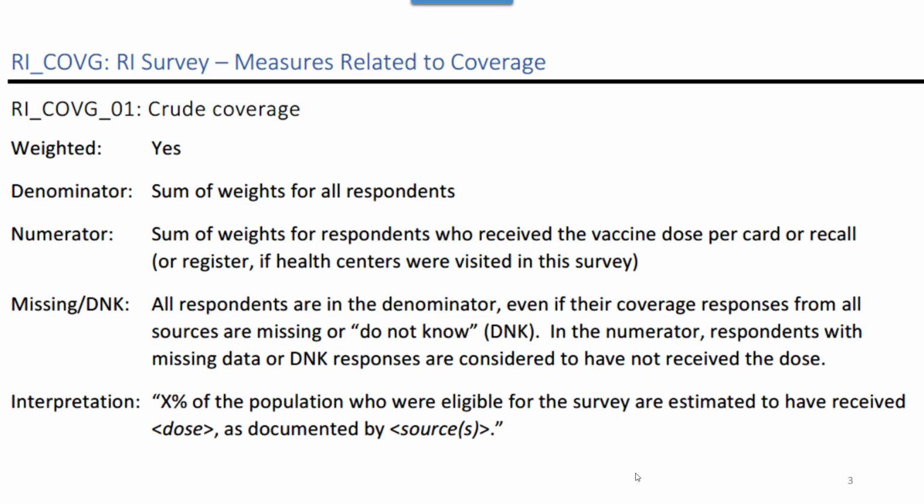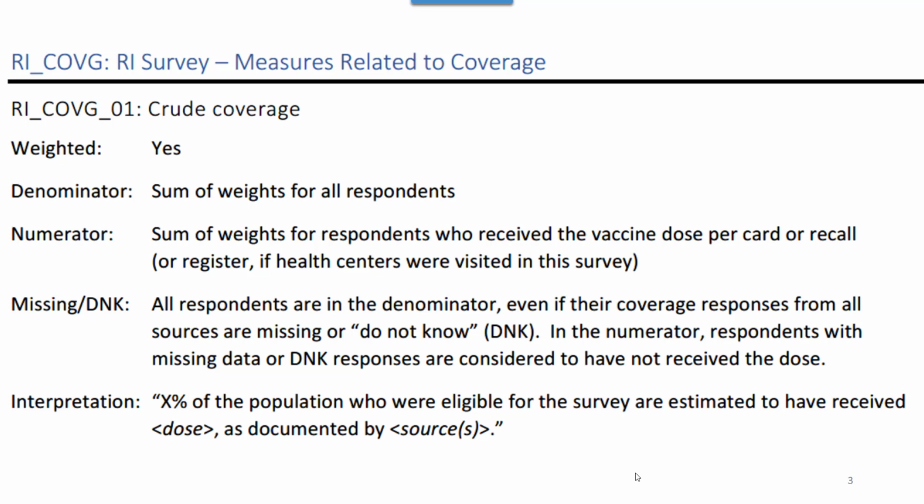DNK in this document stands for do not know. It mentions briefly what the code does with those. Are those respondents kept in the calculation or tossed out? And are they counted as being vaccinated or not being vaccinated? And then finally, there's a sample sentence where you can plug in your numbers and maybe the dose name and some other information. This is a sentence you can use where you can be sure that you're interpreting the indicator correctly.